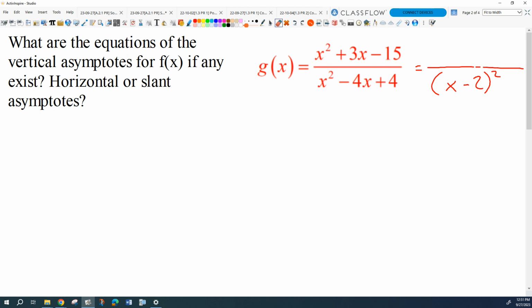It didn't factor, so is 2 a zero of the top? No, it's not, right? Because that would have factored then. And we can just plug it in. If I plug in 2, I'm getting 4 plus 6 minus 15, clearly not 0, right? So what do we know here then? We have a unique zero of the denominator at 2. What does that tell us? Vertical asymptote, right?